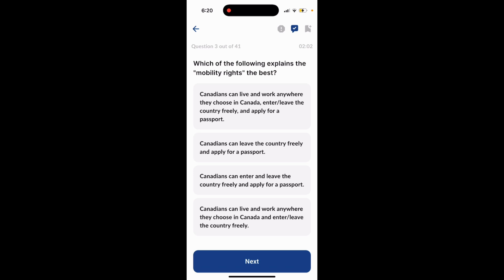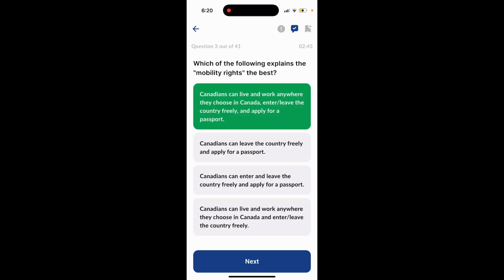Question 3. Which of the following explains the mobility rights the best? Option 1, Canadians can live and work anywhere they choose in Canada, enter and leave the country freely, and apply for a passport. Option 2, Canadians can leave the country freely and apply for a passport. Option 3, Canadians can enter and leave the country freely and apply for a passport. Option 4, Canadians can live and work anywhere they choose in Canada and enter and leave the country freely. The answer is option 1.